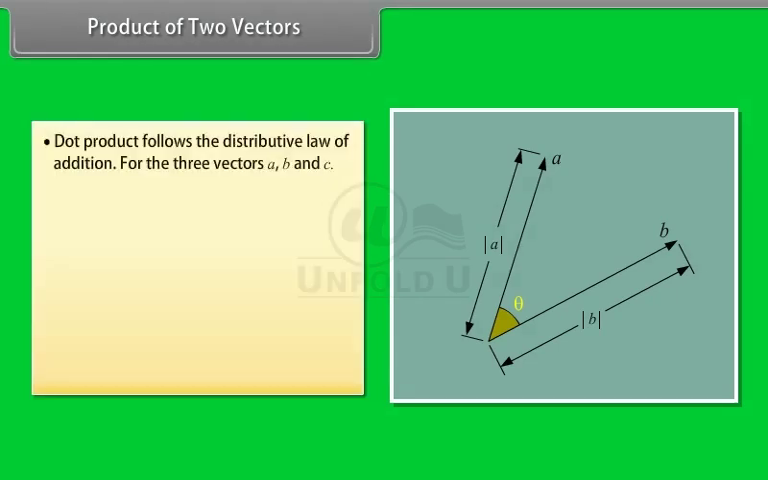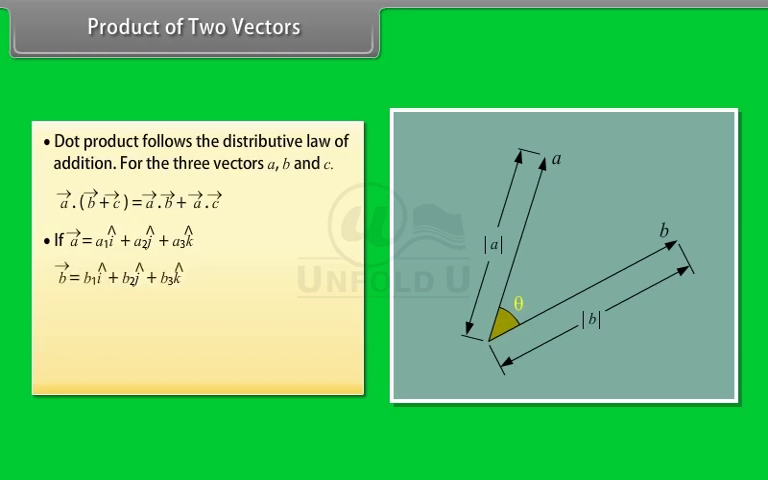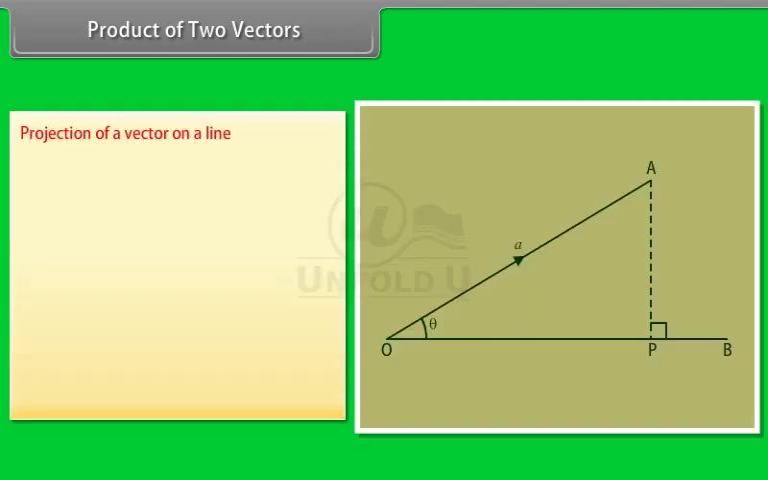The dot product follows the distributive law of addition for the three vectors A, B, and C. The dot product of vector A and vector B plus vector C is equal to the dot product of vector A and B plus the dot product of vector A and C. If vector A is equal to A1 cap I plus A2 cap J plus A3 cap K, and vector B equals B1 cap I plus B2 cap J plus B3 cap K, then the dot product of vector A and B equals A1 B1 plus A2 B2 plus A3 B3.